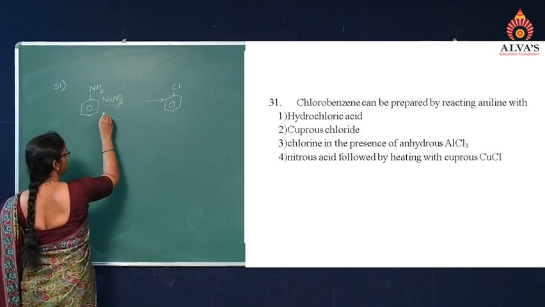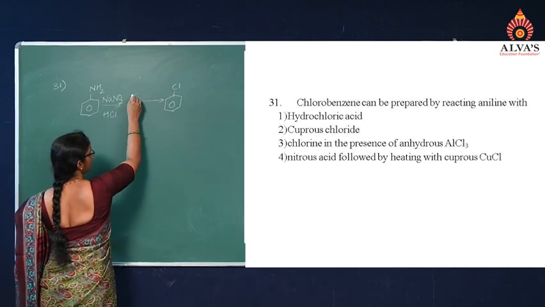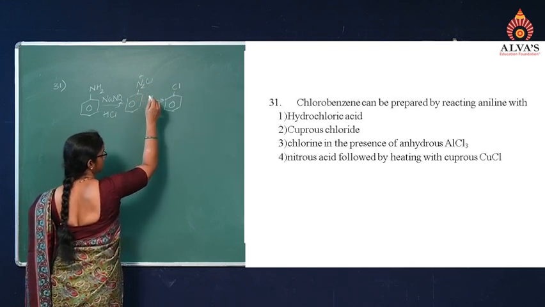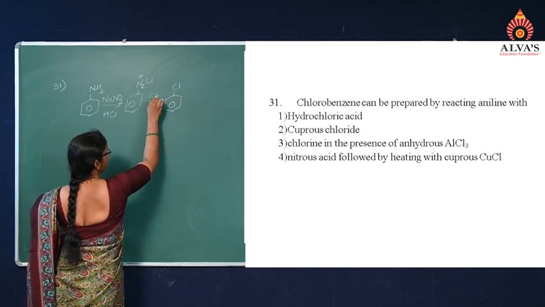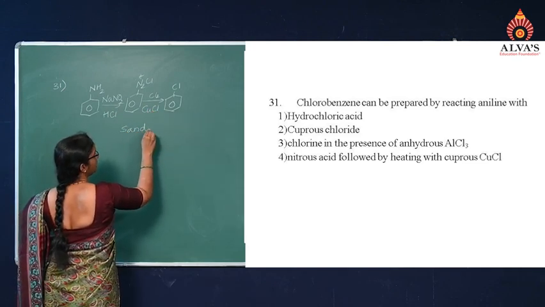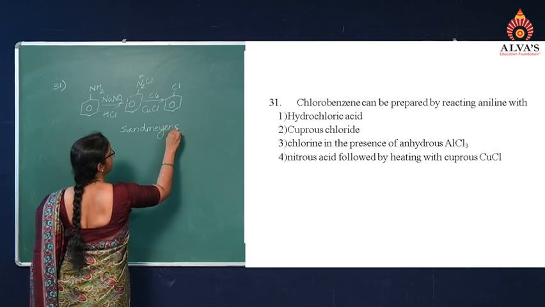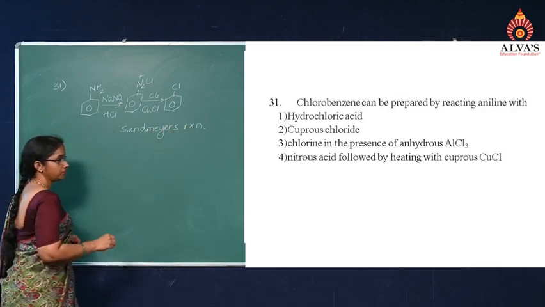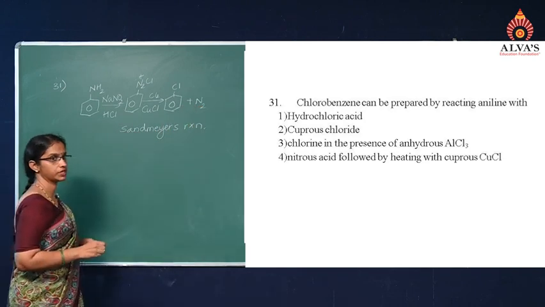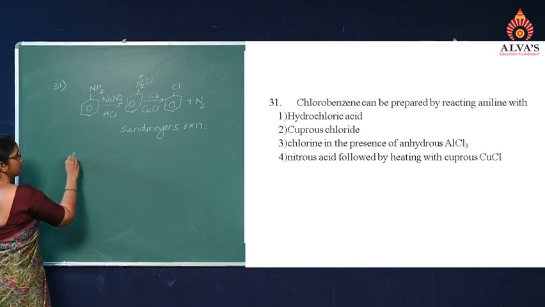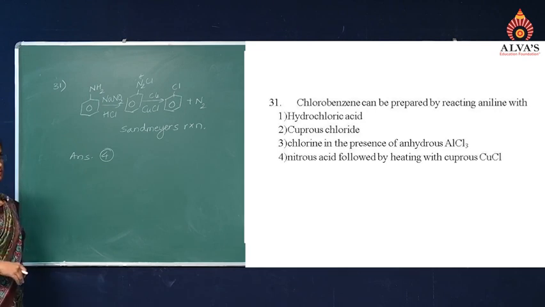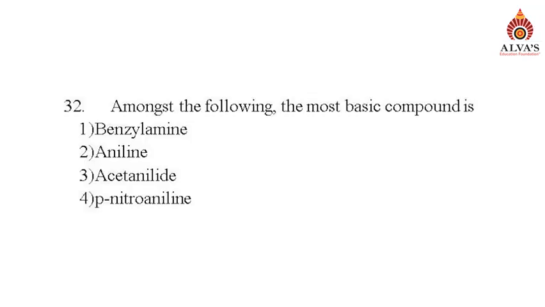NaNO2 in presence of HCl. It will give us diazonium salt, which when treated with chlorine in presence of cuprous chloride, which is Sandmeyer's reaction, will result in formation of chlorobenzene. Hence, the best option for the following conversion is answer, that is option 4. Answer is option 4.